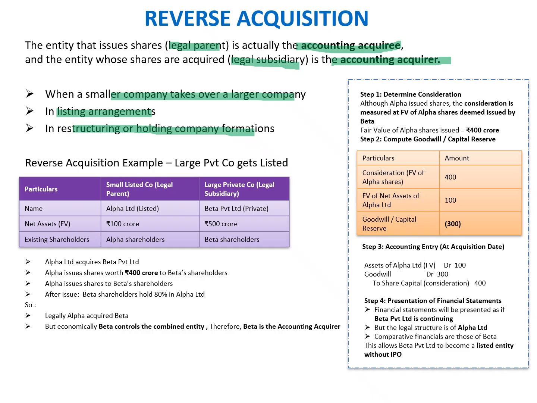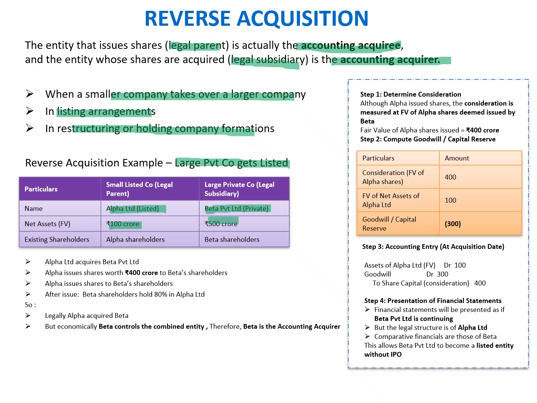We have created an example to demonstrate how a reverse acquisition happens. We have taken two companies. The small company, which is the legal parent, is Alpha Limited, which is listed. The other is a larger, non-listed private company, Beta Limited. The fair value of net assets of Alpha is 100 crore, and of Beta is 500 crore.